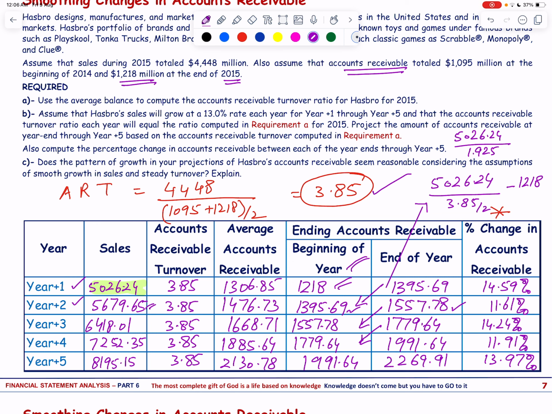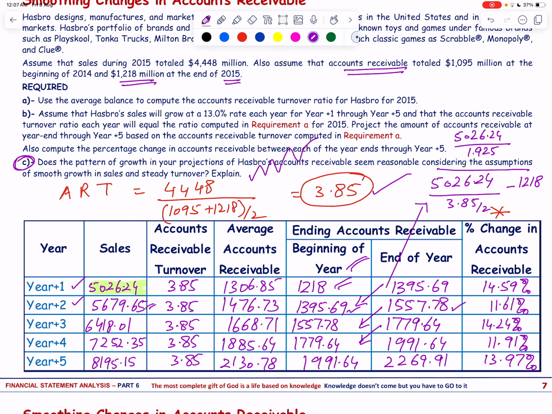Okay, so we go to number C. Does the pattern of growth in your projection of Hasbro's accounts receivable seem reasonable considering the assumptions of smooth growth in sales and steady turnover? And we have to explain. Now, if we look into this, the observed sawtooth pattern in receivables is indicative of irregular fluctuations in the receivables balance over time, which deviates from the expected smooth growth in sales and consistent accounts receivable turnover. This pattern appears inconsistent with the assumptions of stable and steady financial metrics.